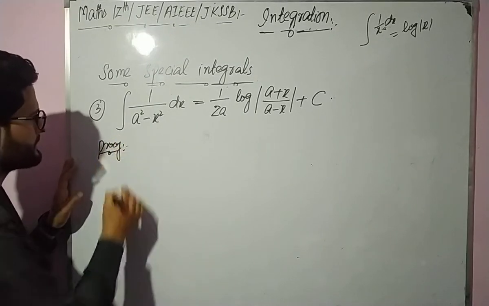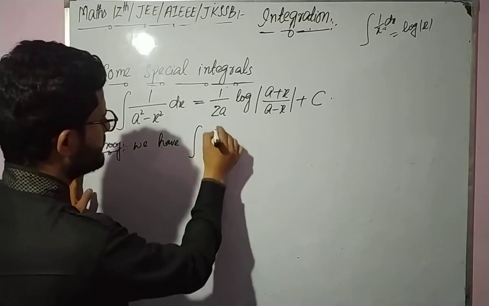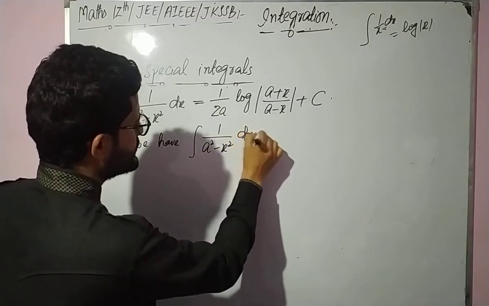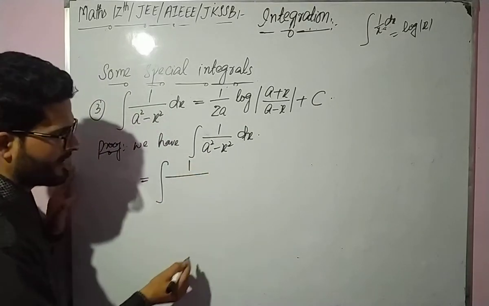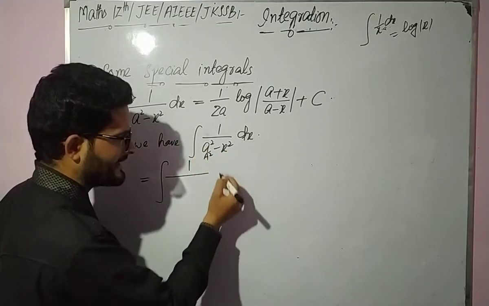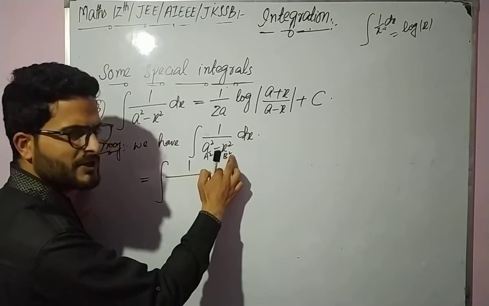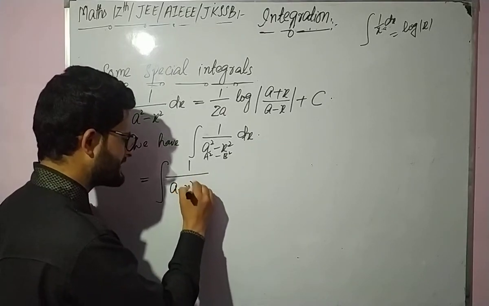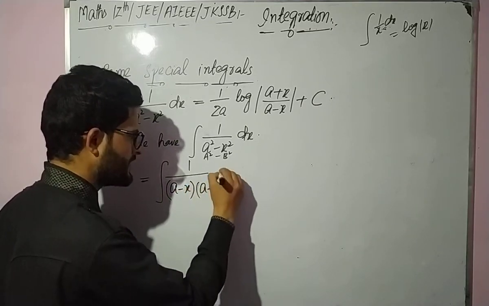They are pretty simple. We have integration of 1 divided by a square minus x square into dx, which can be written as integration of 1 divided by a square minus x square. Treat a as like this, a square, and this one as b. So it is the formula a square minus b square, which is a minus b into a plus b. So a minus x into a plus x into dx.